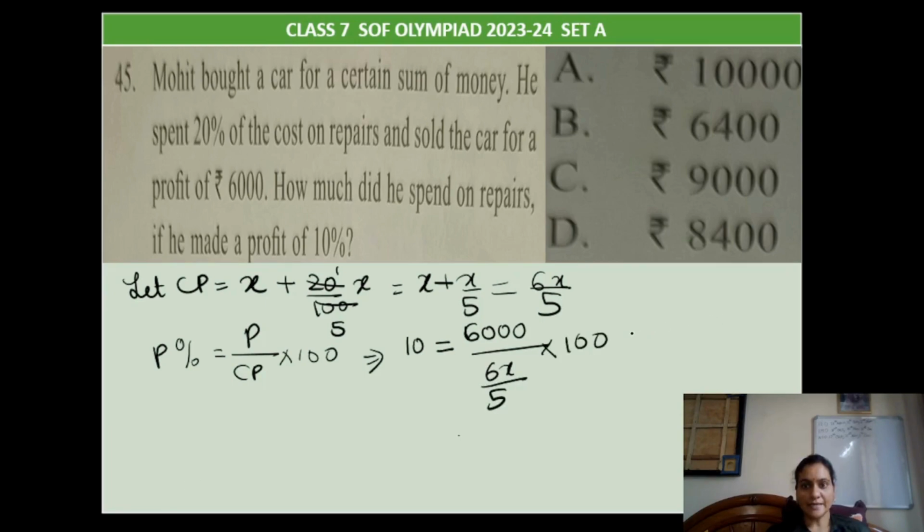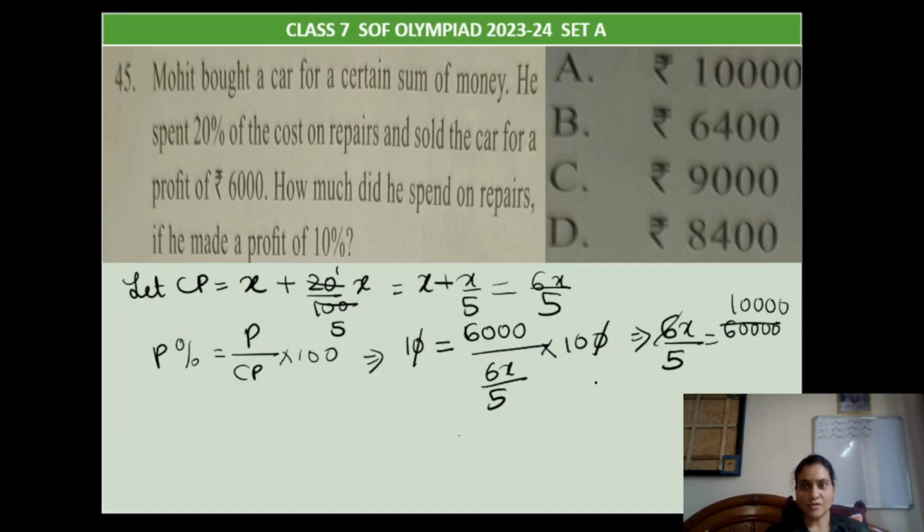So which implies that I can take the 6x by 5 to the other side. Before that, I'll cancel out the common zeros from either side. So 6x by 5 I am taking to the other side. It will get multiplied with the leftover 1 here, and on this side it will become 60,000. I'll remove this 6 also.